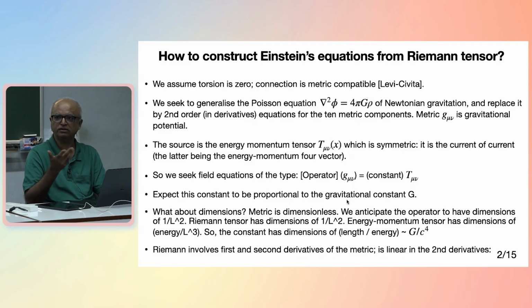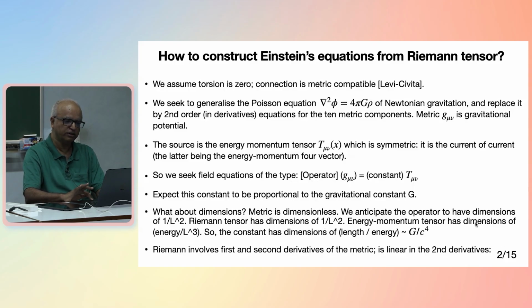That's why somebody asked, is it calculated on surfaces? I think you were asking. So the components of the Riemann tensor are always calculated on surfaces, 2D surfaces, even in a higher dimensional space. We anticipate the operator to have dimensions of 1 over length squared, because it is made from the Riemann tensor. The operator here should have dimensions of 1 over length squared, same as the Laplacian. The Laplacian also has dimensions of 1 over length squared. The Riemann tensor has dimensions of 1 over length squared.